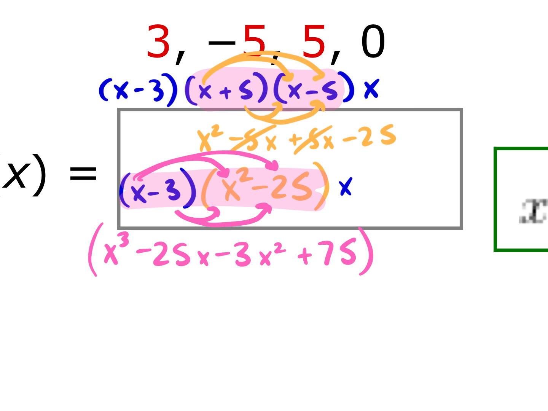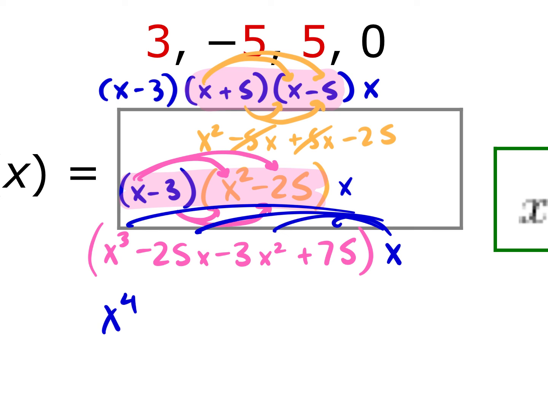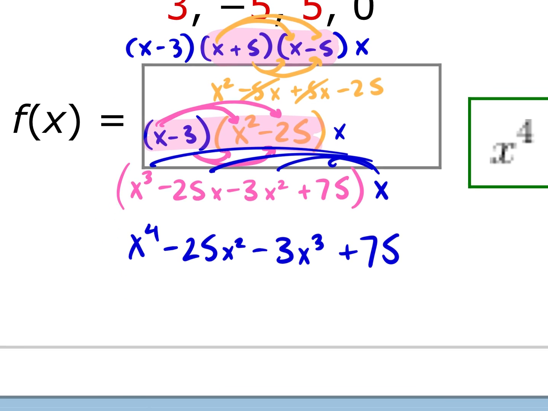And then I still have another x, but I can just distribute that to everything on the inside. So this becomes x to the fourth power, negative 25x squared minus 3x to the third power plus 75. What do I have to do next?